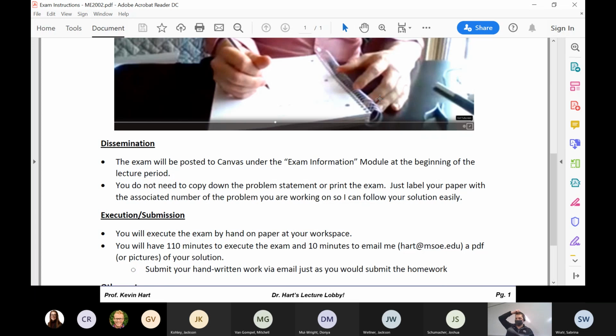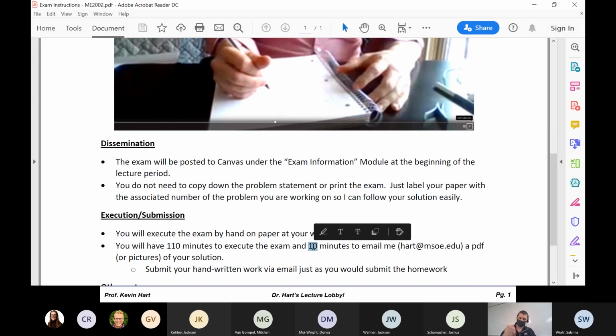I'm going to post it in the exam information tab right at the beginning of lecture. So at 4 o'clock, it'll drop. Go and take a look at that document. There's going to be 5 questions. You'll have 1 hour and 40 minutes to do it. 1 hour and 50 minutes. So 1 hour and 10 minutes, and then that last 10 minutes to email me your solution. So you'll have until 5:50 to execute the test.